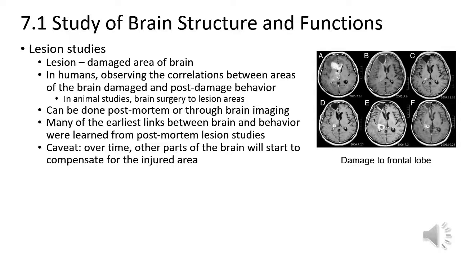As I was saying before, many of the earliest links that we made between brain and behavior were learned from post-mortem lesion studies, because we did not have these neuroimaging techniques previously. The brains were examined after a patient died. And one caveat: over time, other parts of the brain will start to compensate for the injured area. So as we know from the previous section on developmental brains, our brains have some amount of plasticity even into adulthood, and if it's damaged, other parts of the brain can sort of absorb the functions of the damaged part of the brain.